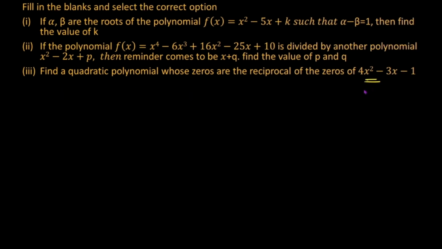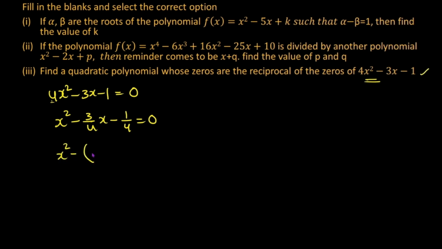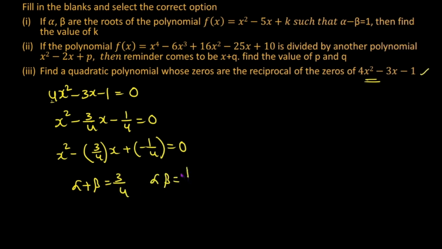So this is one method. The last problem can be solved with another method. The given equation is 4x square minus 3x minus 1 equal to 0. I always divide by the coefficient of x square. Then we get x square minus 3 by 4 x minus 1 by 4 equal to 0. So the sum of the roots, alpha plus beta, is equal to 3 by 4, and alpha into beta is equal to minus 1 by 4.